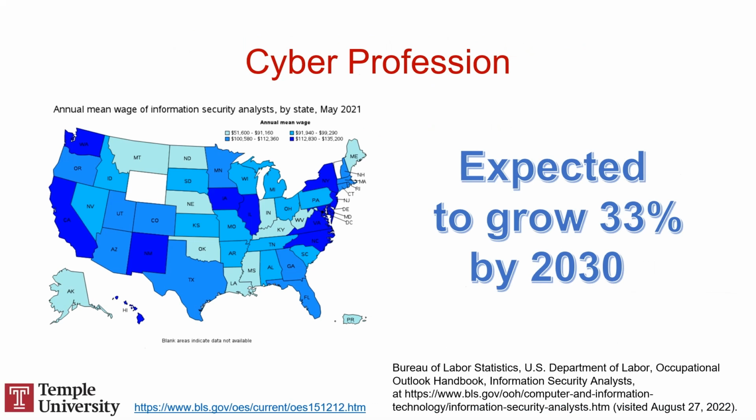According to the Bureau of Labor Statistics, the information security occupation is expected to grow from 2020 to 2030 by 33%, a faster rate than the average of all occupations. In addition, the annual national average wage of information security specialists as of 2021 ranged between $51,000 and $135,000.